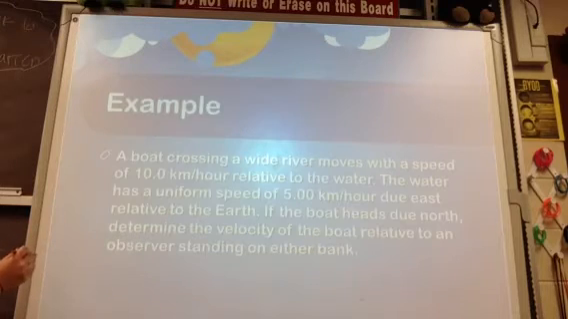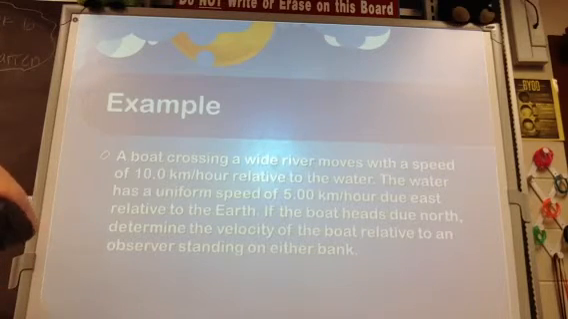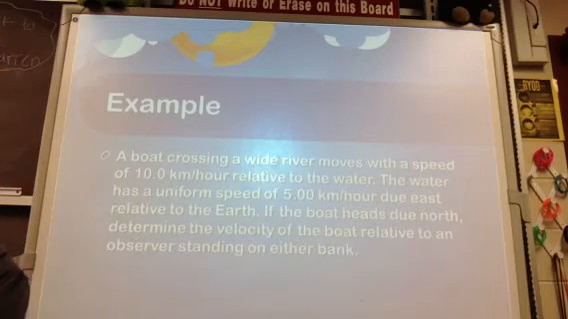Let's do an example really quick. I have a boat crossing a wide river, which moves with a speed of 10.0 kilometers per hour relative to the water. The water has a uniform speed of 5 kilometers per hour due east relative to Earth. If the boat heads due north, determine the velocity of the boat relative to an observer standing on either bank.